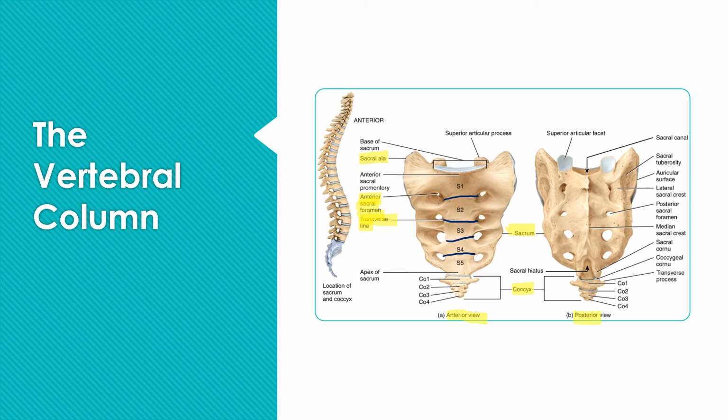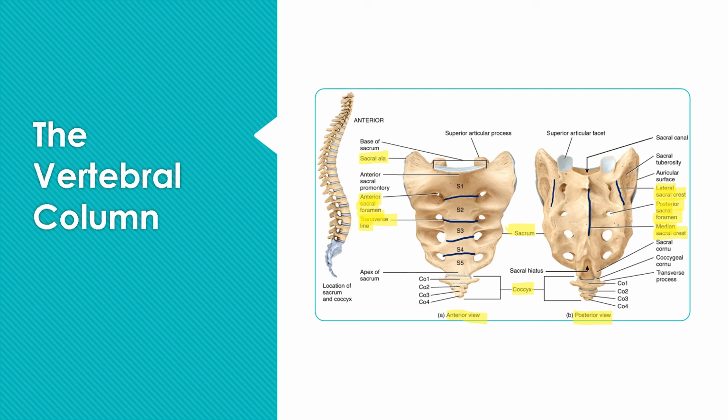Here on the right, we have the posterior surface of the sacrum. On this one, you can see the median sacral crest here. There's going to be the fused spinous processes of the upper sacral vertebrae. You can also see the lateral sacral crests on either side here, here, and here. These are going to be the fused transverse processes of the sacral vertebrae. And then also 4 pairs of posterior sacral foramina.